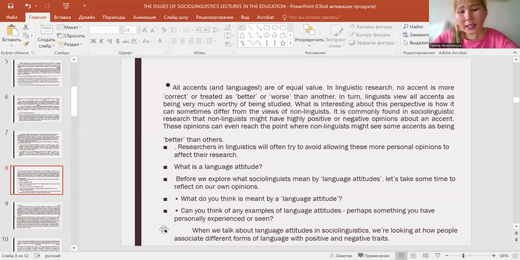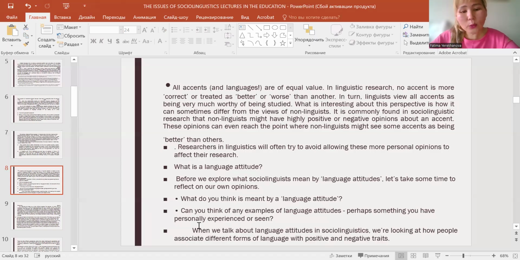And can you think of any examples of language attitudes? You can just give some examples of your own regarding language attitudes. Perhaps something you have personally experienced or seen. So this is from your life experience.